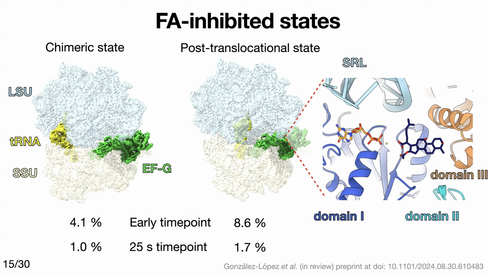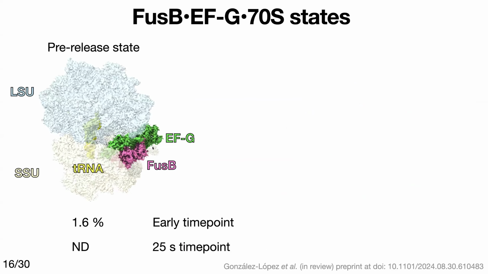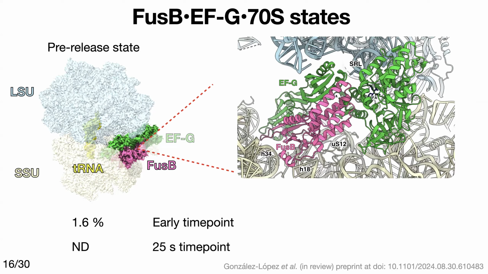And now let's look at the main result, which is capturing FusB bound to EFG before they get released. You can see how FusB here in pink is bound to EFG in green, and they are both sitting on the ribosome. And this, as I said, we couldn't find it at all. It was undetectable in this 25-second time point. But when we mixed on the grid, we could find a rare population, about 1.5%, that had FusB bound to EFG.